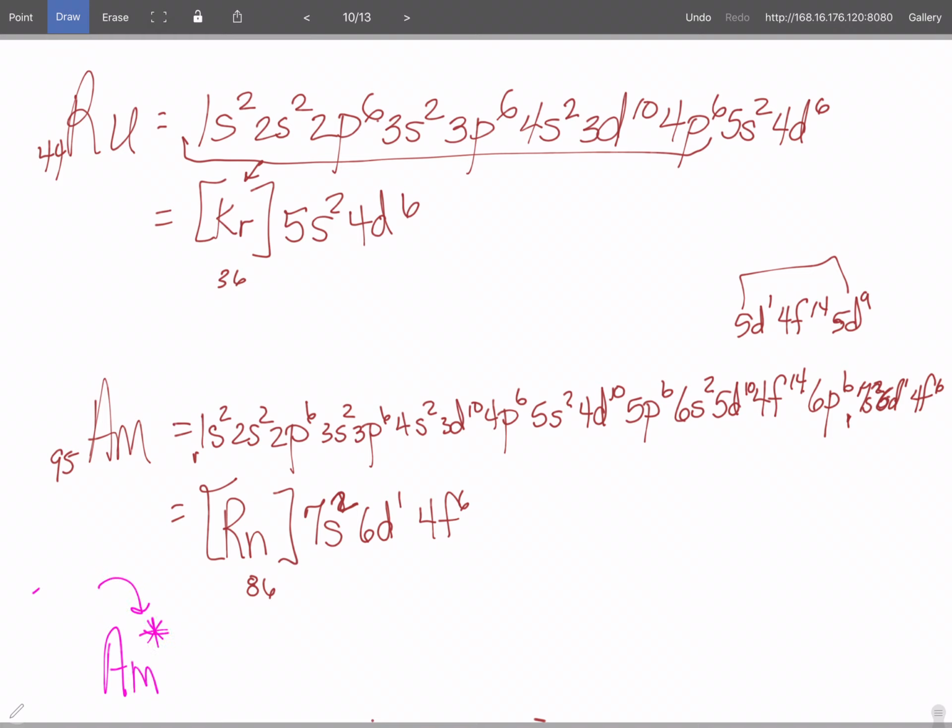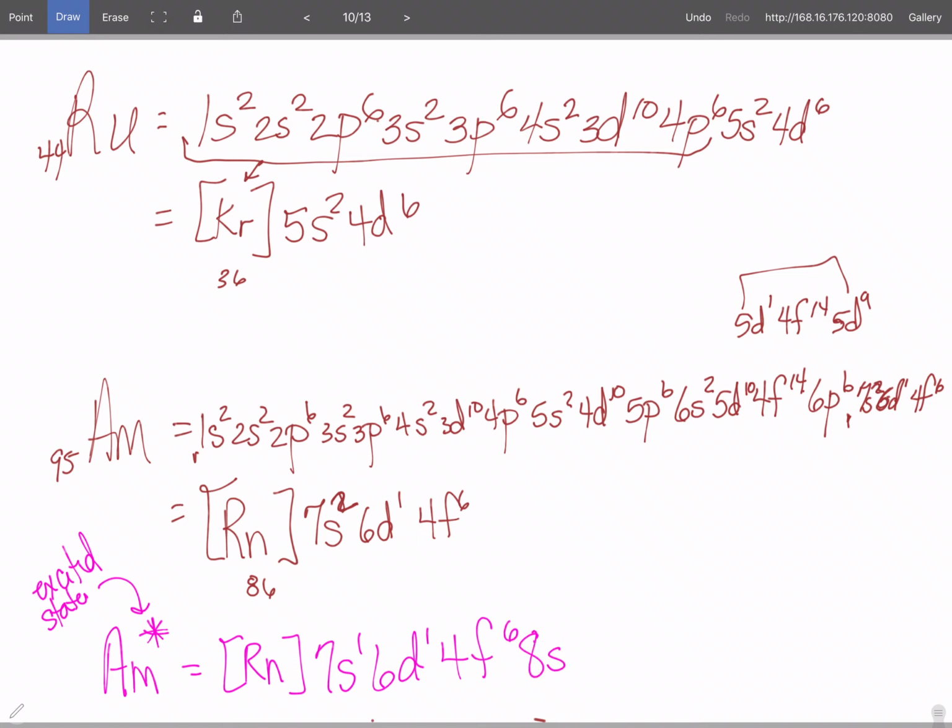Okay, if you see this, this means that this is in the excited state. And what you do is you take one of the outermost electrons, I prefer the most, and you move it up. So we would still have the radon core, and I could take the 7s electron and move it up to 8s1.